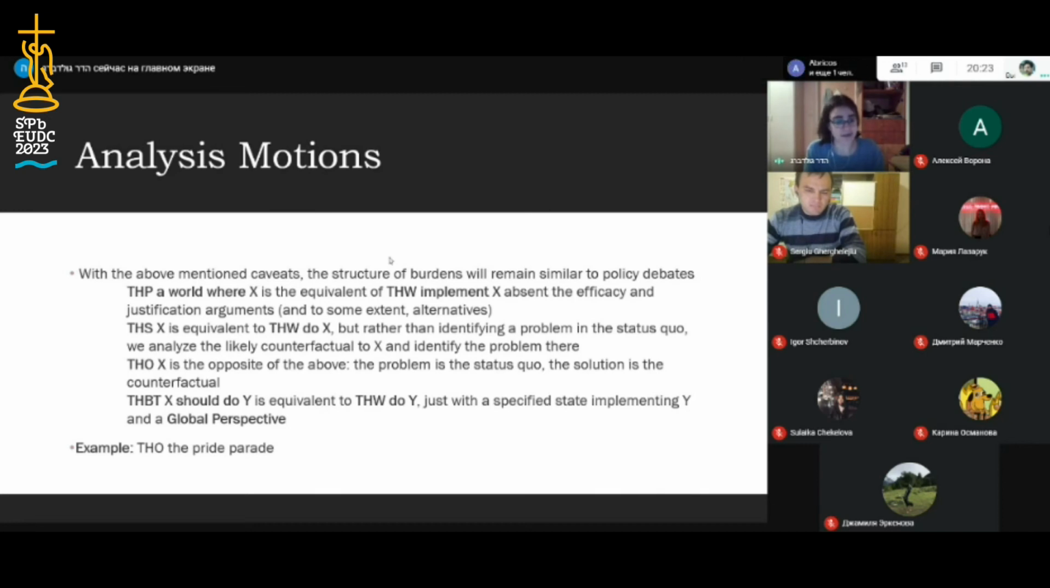Let's do a quick example together. In the motion, this house opposes the Pride Parade. It's a simple one. Let's start identifying the burdens. Firstly, what is the problem in the status quo that we're going to try and find as a government?